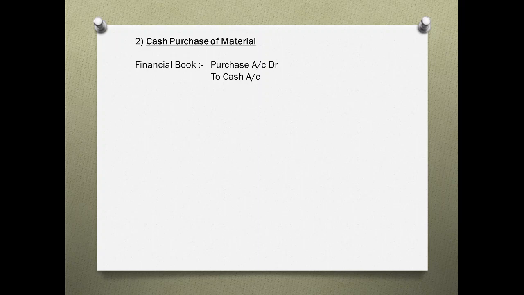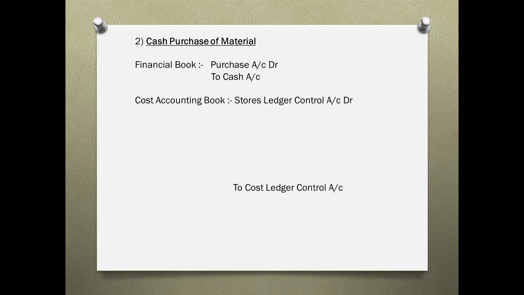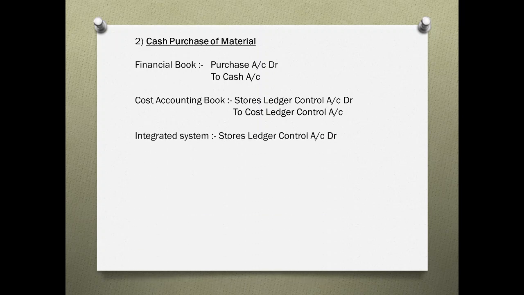Great. So to cash. In place of cash, cash is real. Can real be recorded? No. There is a separate account, that is cost ledger control. So my entry would be stores ledger control account debit to cost ledger control account. A combination of these two would be recorded under the integrated system. So under integrated it would be recorded as stores ledger control account debit to cash account. In place of cost, we will write cash.